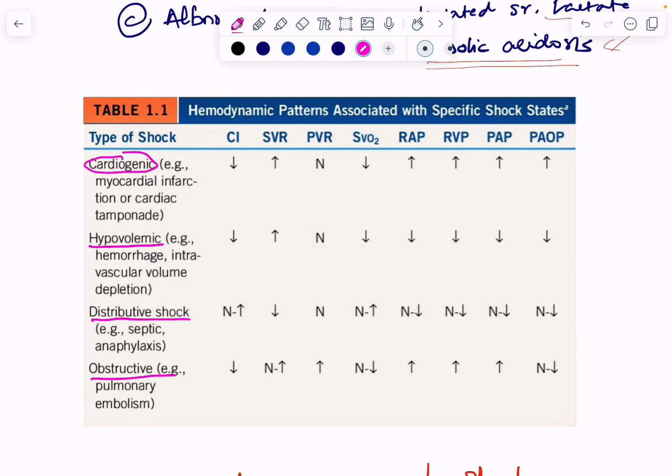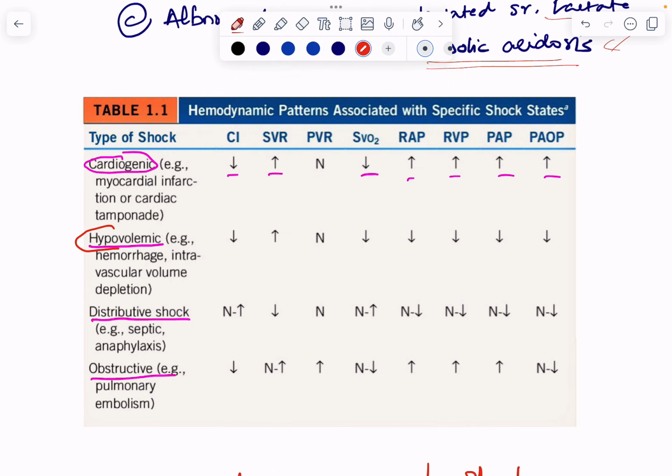Actually, there is decreased contractility or decreased EF because of any reason. The cardiac index is low. Systemic vascular resistance is quite high. Central venous saturation is low. Right atrial pressure is high. Right ventricular pressure is high. There is cardiac failure. So most of the pressures are on the higher side.